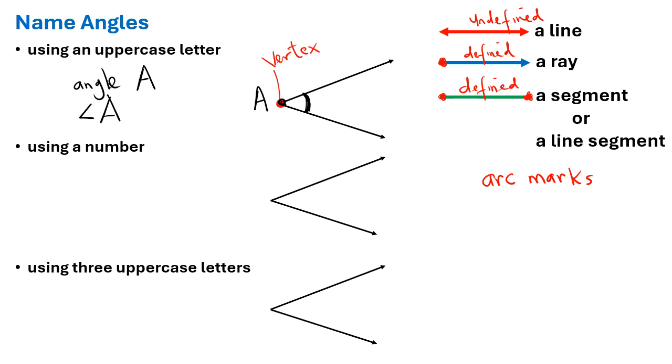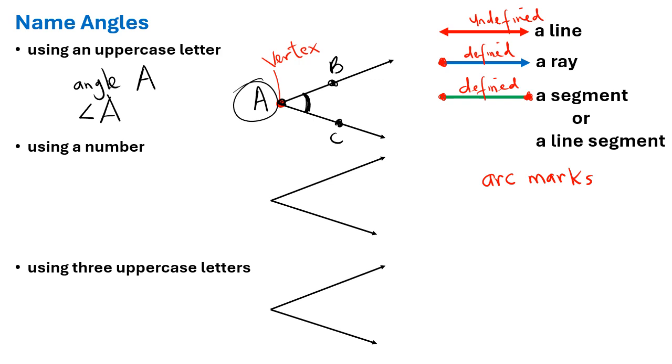Even if you have other letters here, maybe B here and maybe C here. B is a point on the ray, and C is also a point on the other ray. So you can still name this angle by the single uppercase letter at the vertex.